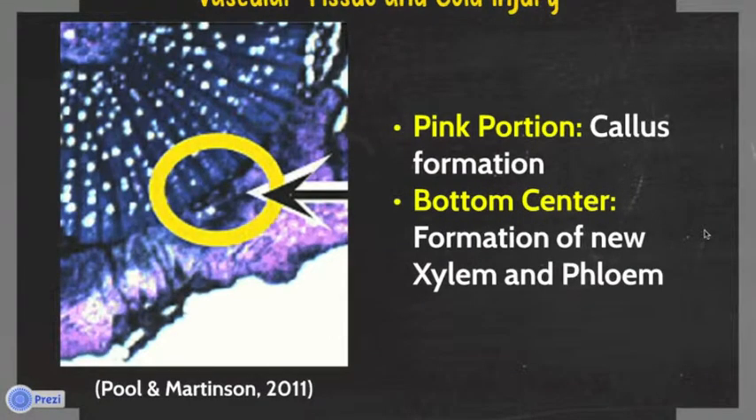Here we see the recovering tree trunk after intense freeze damage. The pink areas are the portions where callus is forming. As we said earlier, callus usually forms around the phloem, but if the phloem does not survive the freeze injury, callus will form around the xylem. Towards the center of the picture, new xylem and phloem elements are being produced by the new vascular cambium.